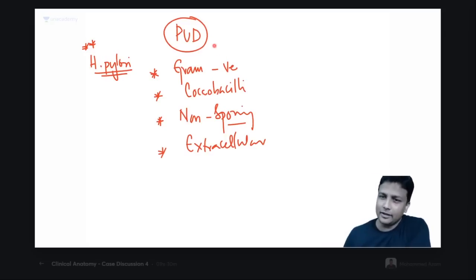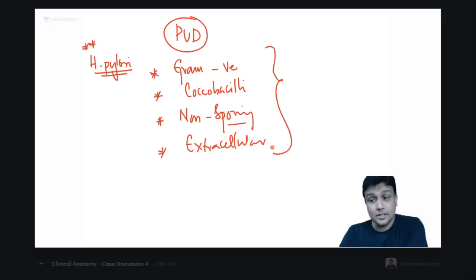So it is gram-negative bacteria, cocobacilli, non-sporing, extracellular. All these are the important points that you have to remember. Tomorrow in the exam, they can even use these things. Instead of telling H. pylori, they will describe a patient and all those things.